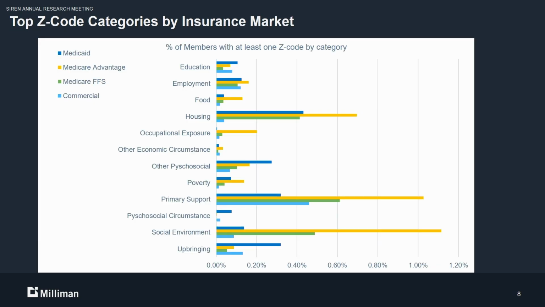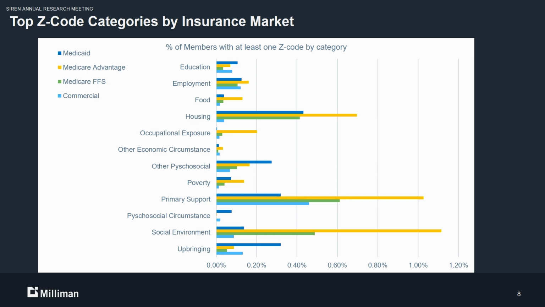Okay, so I think this one is going to be of a lot of interest here. In looking at those 3-digit Z codes, or these larger, higher-level categories of types of Z codes, we look at the percent of members with each Z code by each of these categories. The scale here is 0% to 1.2% of members. Medicaid is dark blue, Medicare Advantage is yellow, Commercial is light blue, and Medicare fee-for-service is green.